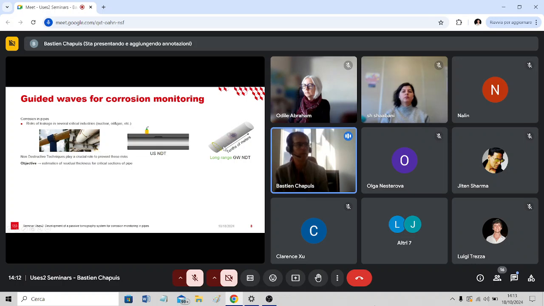The difficulty of this technique is that in general, it's very difficult to have a quantitative measurement of the corrosion with this long-range guided wave. We receive an echo, but it is very difficult to link the amplitude of this echo, or characteristics of this echo, to the severity of the corrosion.